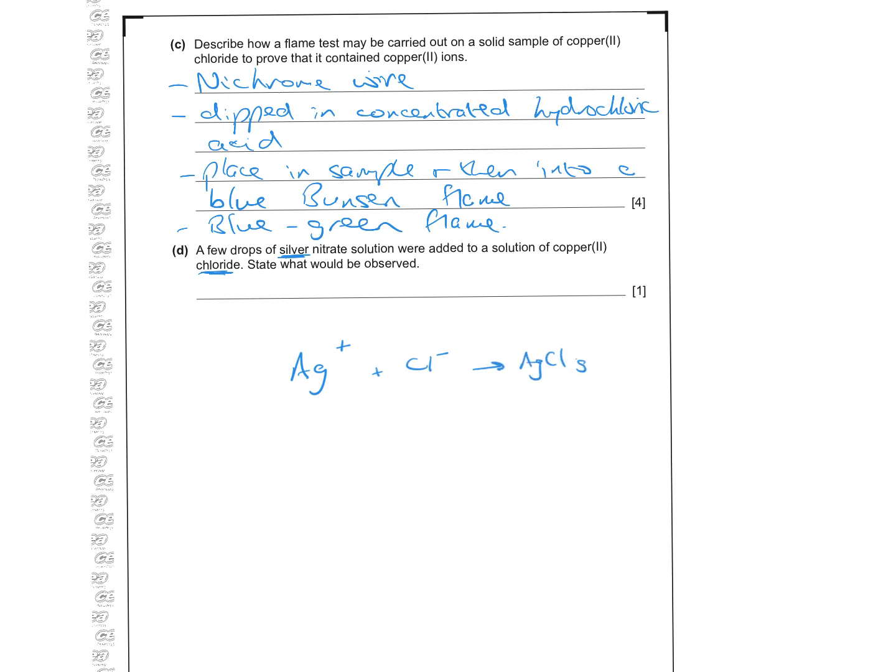So this is your solid, and then the silver ions, they're dissolved in solution, they're aqueous, and the same is true for the chloride ions, they're in solution. Anyway, what would be observed? White precipitate or white solid. Remember, a precipitate is just a solid that forms on mixing two solutions.